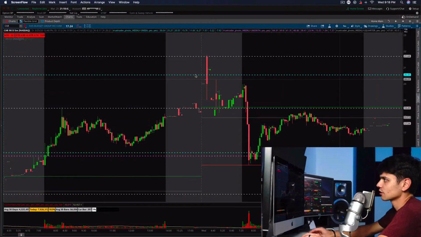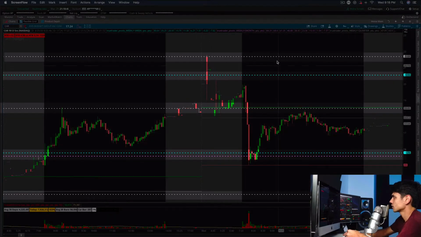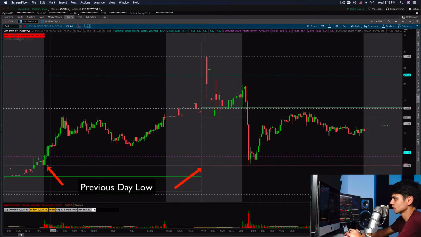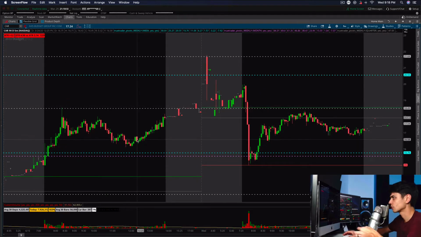Today's best trade was on CAR, C-A-R. So over here, I've got CAR up. This is a 5-minute chart. What I have on my charts are the pivots, and this red one right here is the previous day low, and this green one is the previous day high. So those are just some noteworthy areas to be looking for.